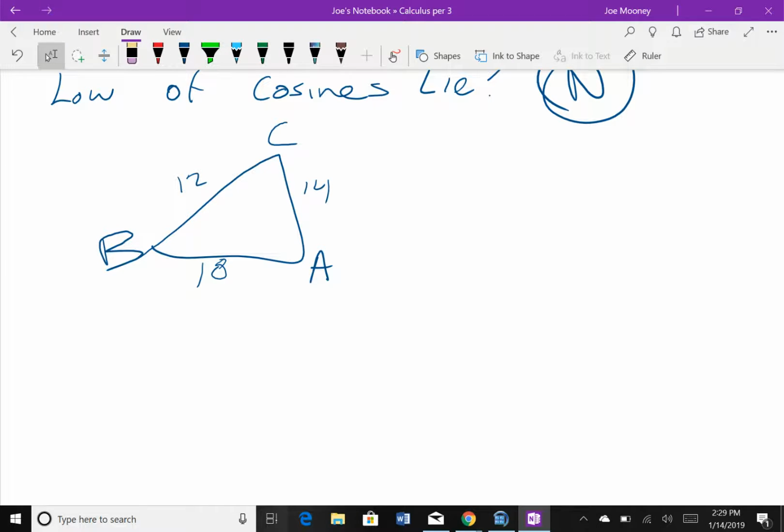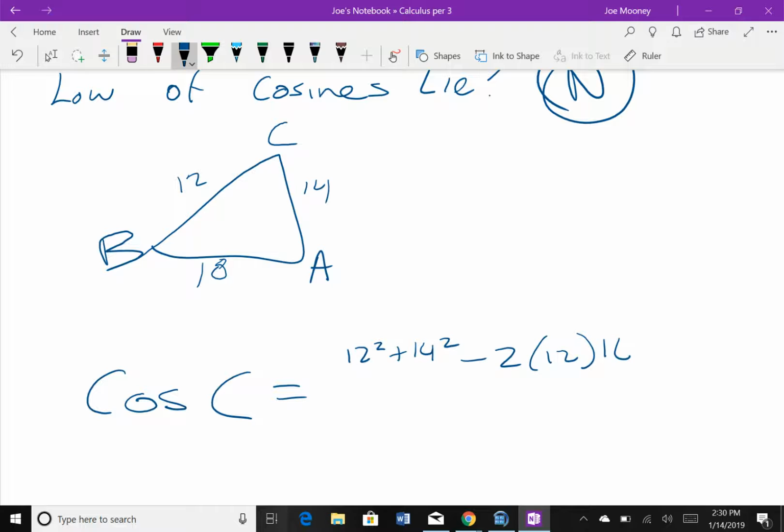So we're going to know that the cosine of C will be equal to 12 squared plus 14 squared minus 2 times 12 times 14, all divided by 2 times 12.